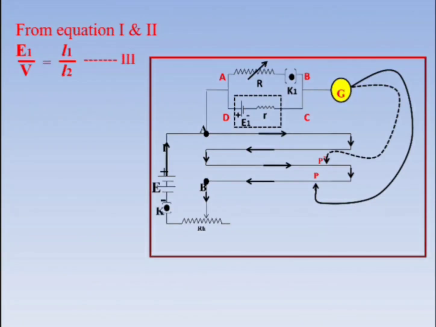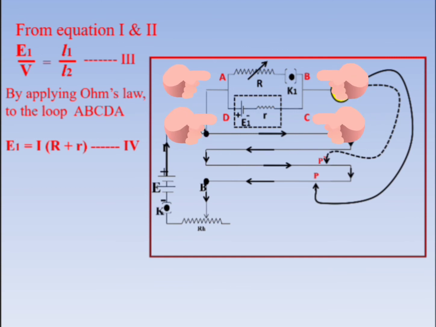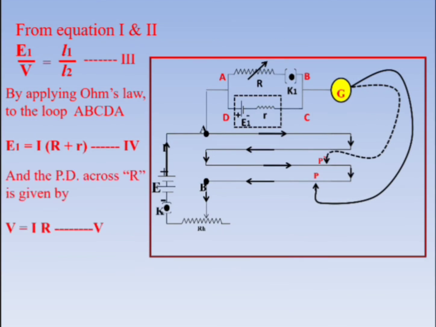Therefore, from equations 1 and 2, we can write E1 by V is equal to L1 by L2. Let this be equation number 3. Now, by applying Ohm's law to the loop ABCDA, we can write E1 is equal to I into (R plus r). Let this be equation number 4. And the potential difference across the resistance R is given by V is equal to IR. Let this be equation number 5. Now, by dividing equation 4 by 5, we can write E1 by V is equal to (R plus r) upon R. Let this be equation number 6.